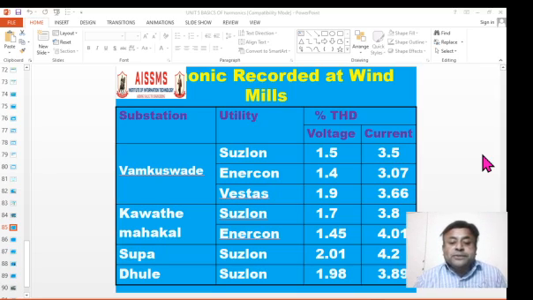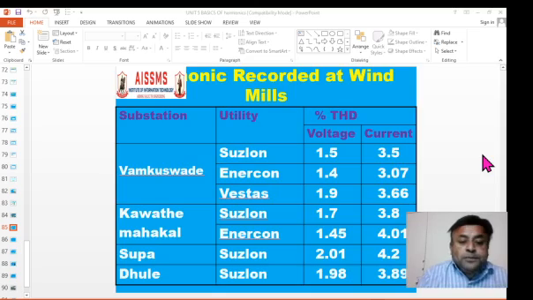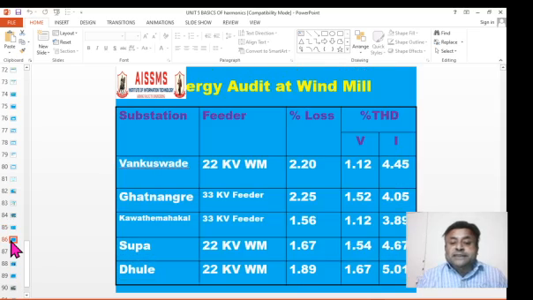It is 1.5 at Vankusode Suzlon, 1.4 at Enercon, Vestas 1.9 at Vankusode, all the three projects. Kauthe Mahakal in Sangli district, it is Suzlon 1.7%, Enercon 1.45%, and Supe, it is Suzlon site having 2.01%, and Dhule, Suzlon site 1.98%. So the voltage harmonics are within the permissible limits, but it is necessary to take care of current harmonics, which may exceed if more controllers are added or if there is an expansion of the system. Therefore, efforts have been taking place to provide harmonic filters at windmill installations.